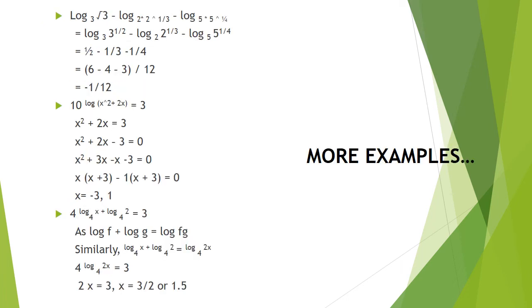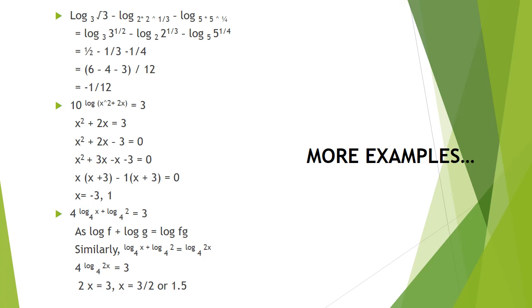Now let's look at more examples here. Log base 3 of the square root of 3 minus log base 2 of 2 raised to 1 by 3 minus log base 5 of 5 raised to power 1 by 4. Now we're going to write it in a simpler format. So log base 3 of 3 raised to power 1 by 2, minus log base 2 of 2 raised to power 1 by 3, minus log base 5 of 5 raised to 1 by 4.